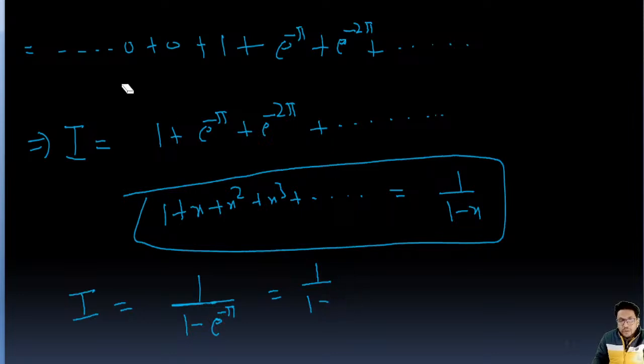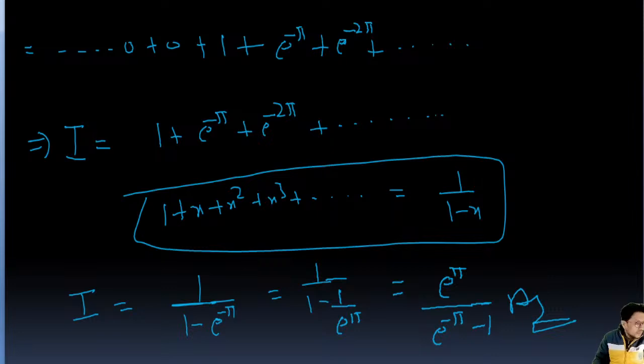We can write 1 upon 1 minus 1 upon e to the power pi, and we'll solve it, and this is going to be e to the power pi upon e to the power pi minus 1. This is the answer, guys. Very important question. So which option is matching?